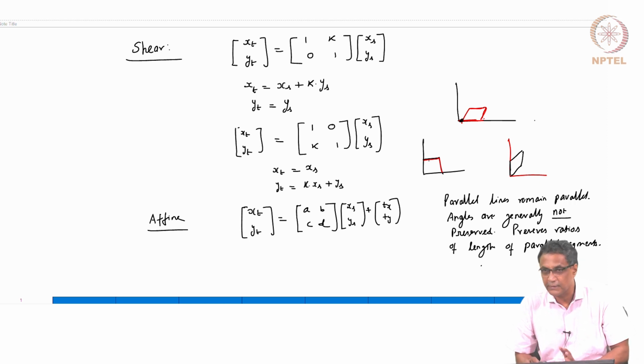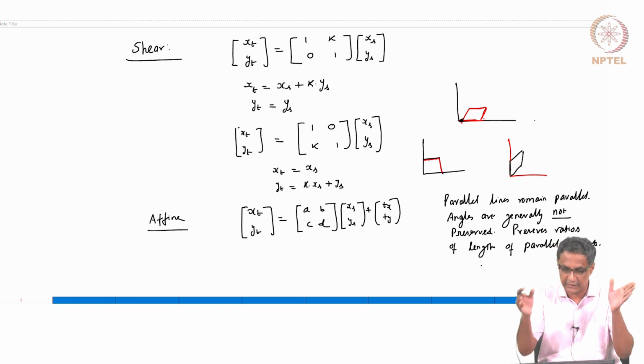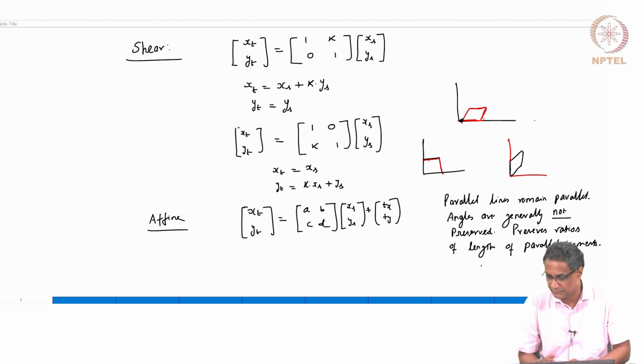all that you can expect is that parallel lines remain parallel, and angles may not be preserved. For example, in the earlier example with a shear, initially the angles were all right angles, but the moment the shear happened, the angles changed. And it preserves ratios of lengths of the parallel segments.